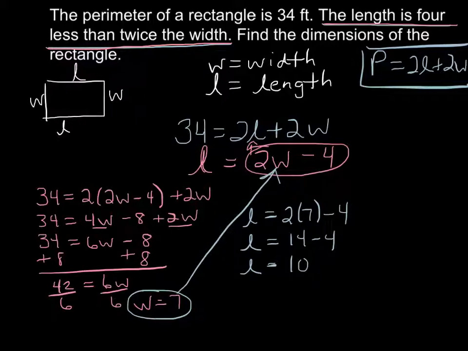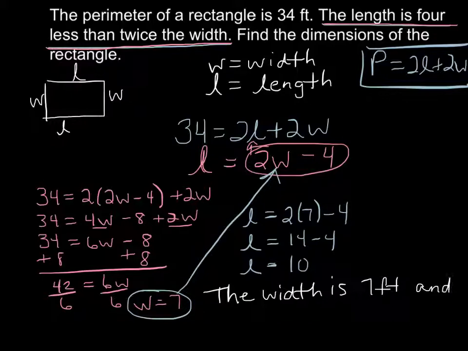We're going to go ahead and write our sentence because we found it. And then we're going to just double check it, okay? But I'll write my sentence first. Remember to include units. The width is 7 feet. And the length is 10 feet.